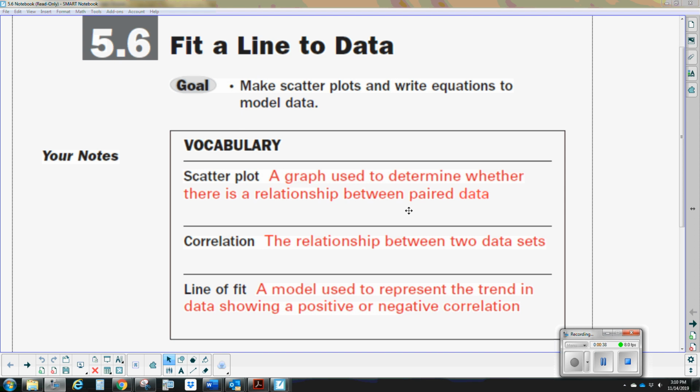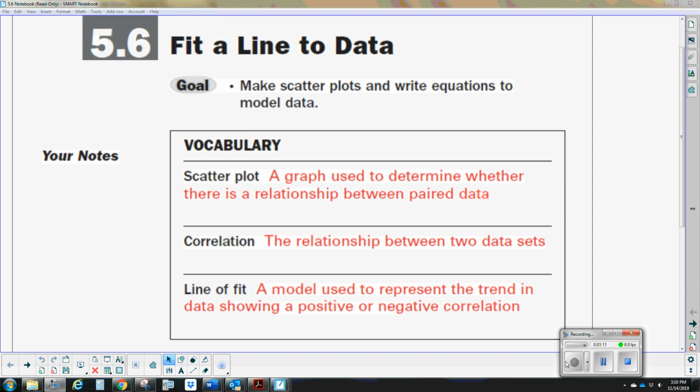A correlation is the relationship that we might see within a scatter plot. So it's the relationship between two sets of data. So as we get closer to winter, let's think about the correlation between dropping temperatures and the demand for winter coats or sweaters or scarves or things like that. You'll see like in Target, all their sweaters and scarves are out, their swimsuits are put away.